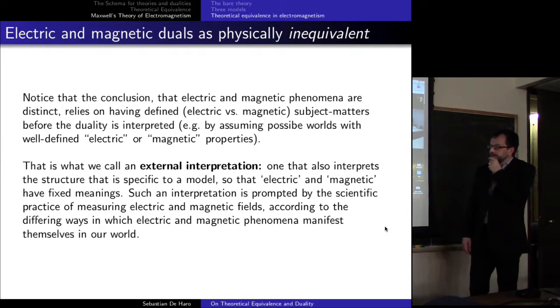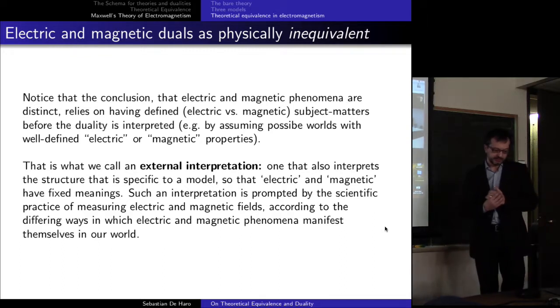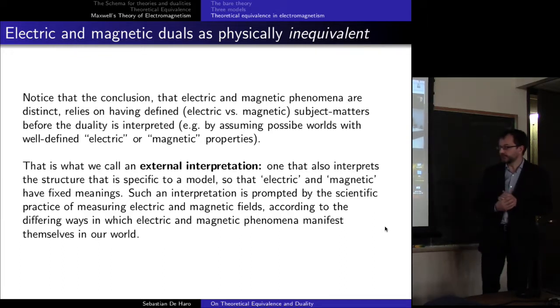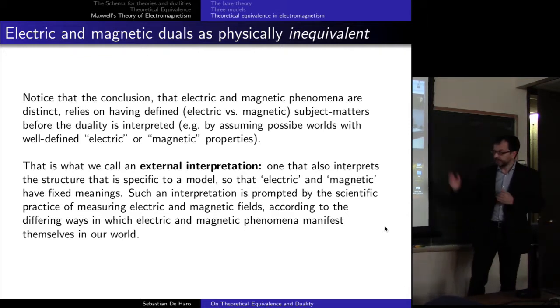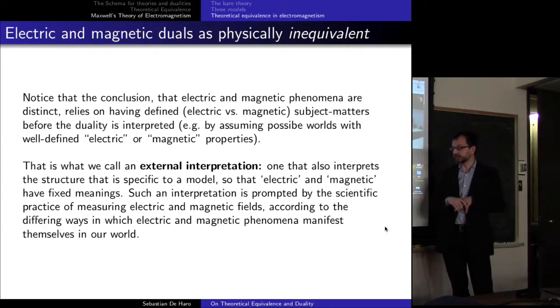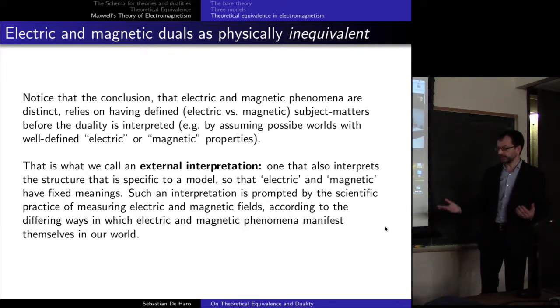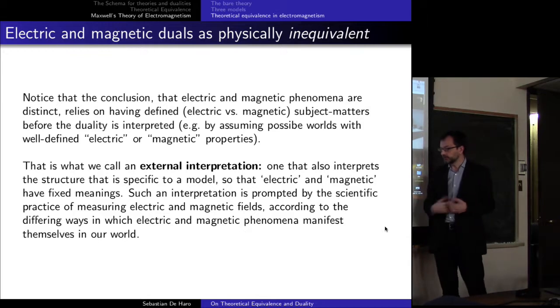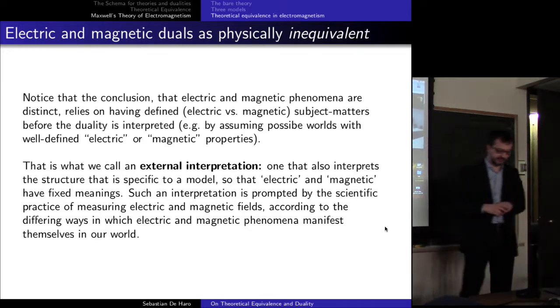Now notice that the conclusion that electric and magnetic phenomena are distinct actually relies on having defined electric versus magnetic subject matters beforehand, before the duality is interpreted. So we are assuming that we have possible worlds with well-defined electric or magnetic properties. This is what I have called, in previous work, an external interpretation. It's an interpretation that also interprets the structure that is specific to a model, so that electric and magnetic have fixed meanings. Such an interpretation is, of course, prompted by the scientific practice of measuring electric fields and magnetic fields in different ways. And so these electric and magnetic phenomena have distinct manifestations in our world. So on an external interpretation, they are distinct.